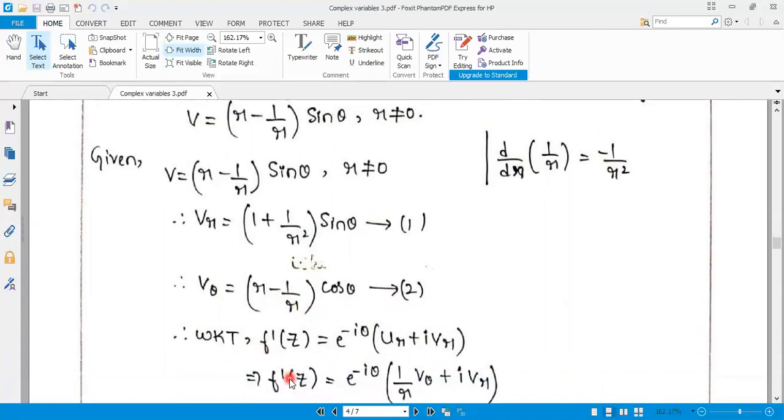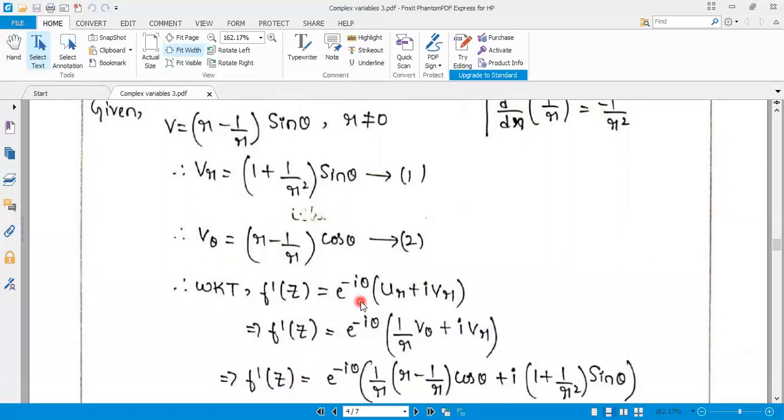Now we have the result f dash z equals e power minus i theta into ur plus ivr. This result we have taken from the derivation of CR equations. So this is the standard result. Now, since we don't know what u is, we have to convert this into v by using CR equations. Using the first CR equation, ur you can write as 1 by r v theta. So that you can substitute the Vr and V theta.